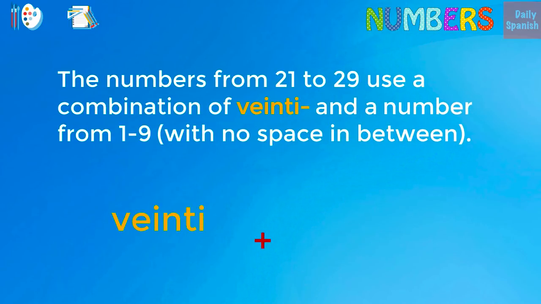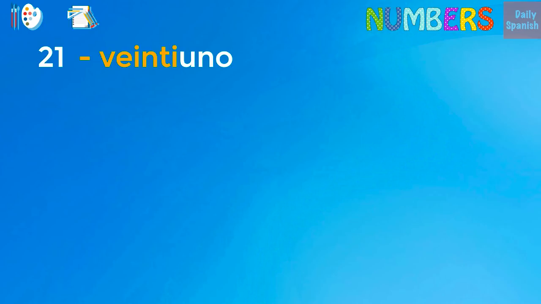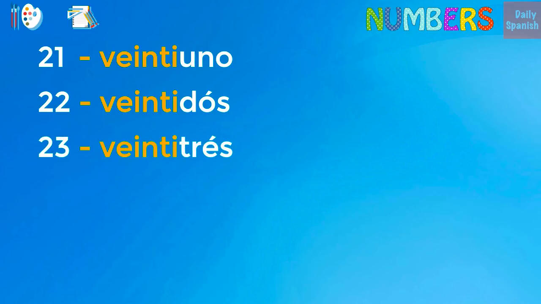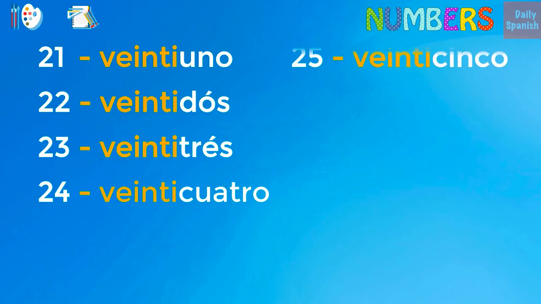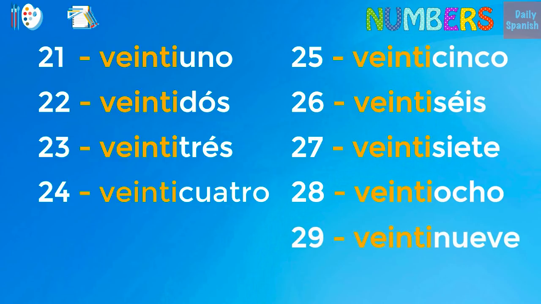The numbers from 21 to 29 use a combination of 20 and a number from 1 to 9, with no space in between. Veintiuno, veintidós, veintitrés. 24. 25. 26. 27. 28. 29.